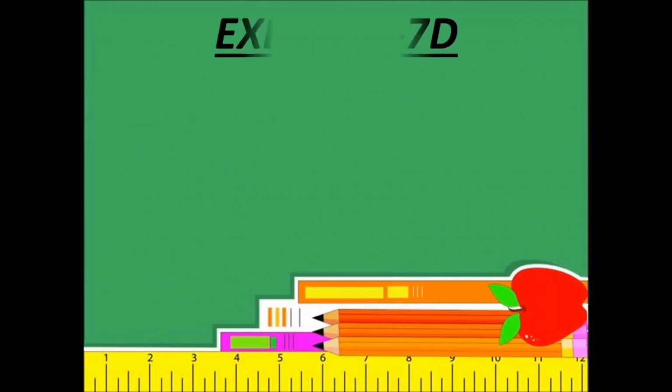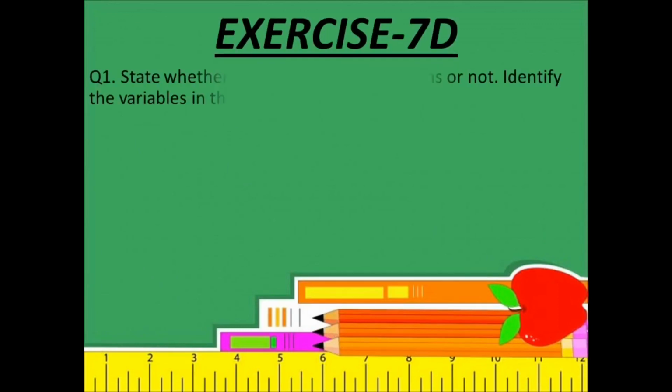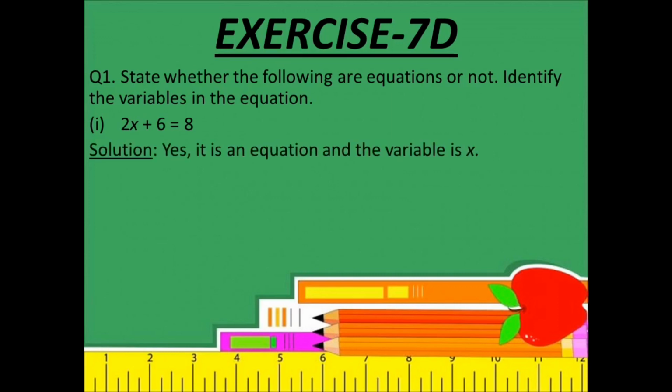Now next is exercise 7D, question number 1, and it says that state whether the following are equations or not and identify the variables in the equation. And the first part says that 2x plus 6 equals 8. Now students, here if you will see, we are having two expressions and there is a sign of equal to between them. So this is an equation and here the variable is x.